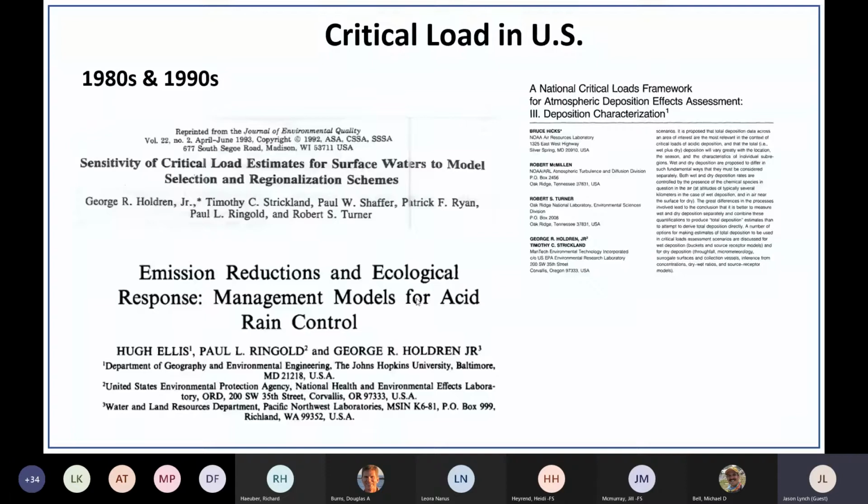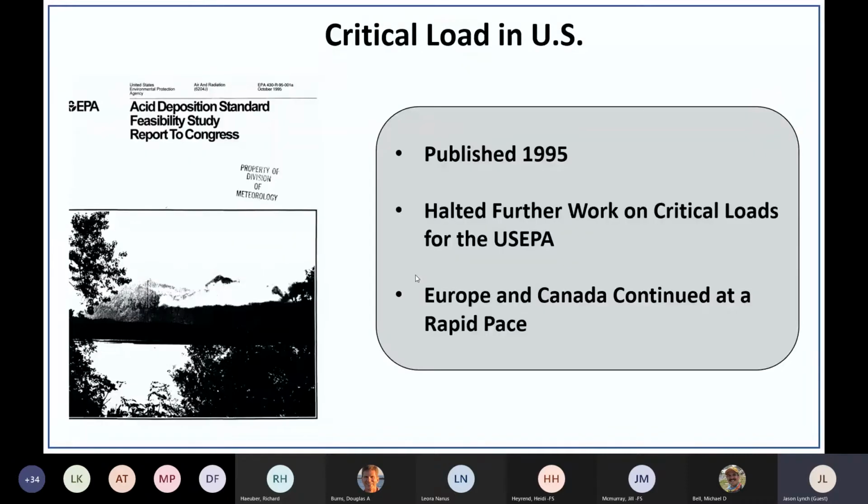In fact, I actually have the data for the work that was done during this period as well. Well, unfortunately, in the mid-1990s, EPA published an acid deposition standard feasibility study, which was a report to Congress. In this report, they were very critical of developing an acid deposition standard, largely because there was too much uncertainty in order to do so.